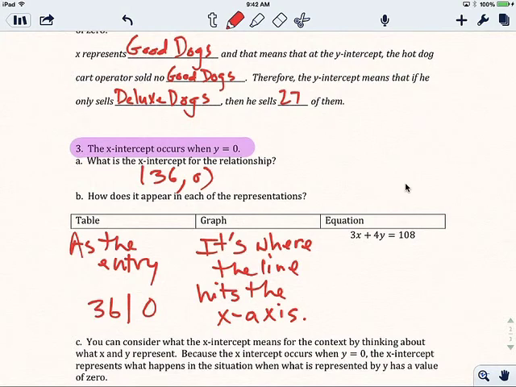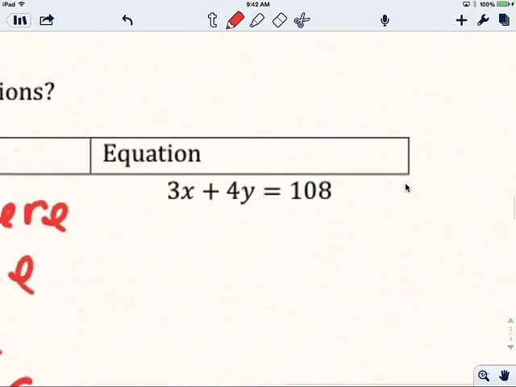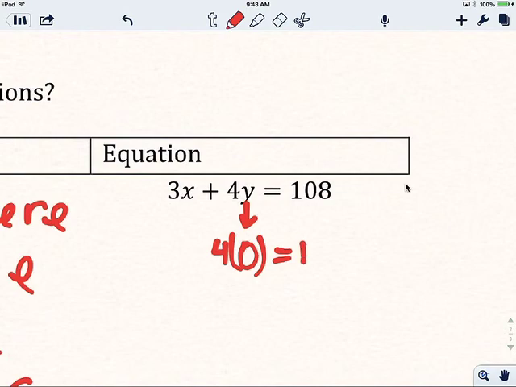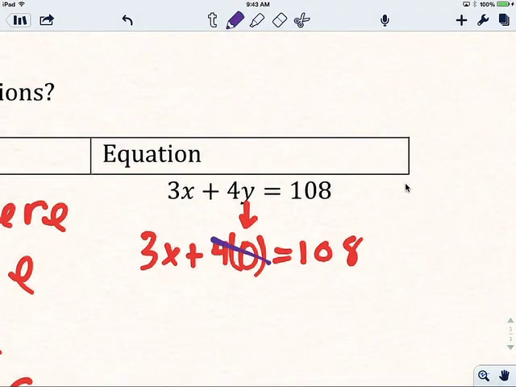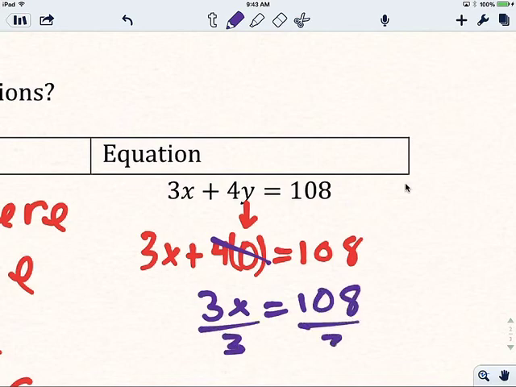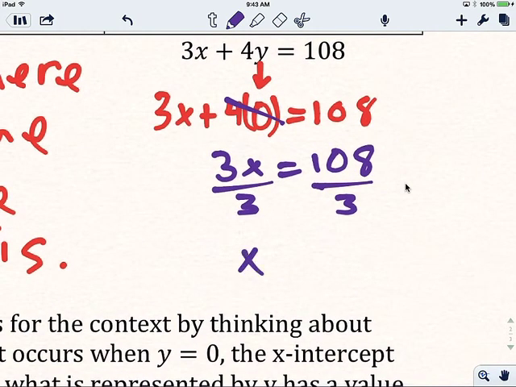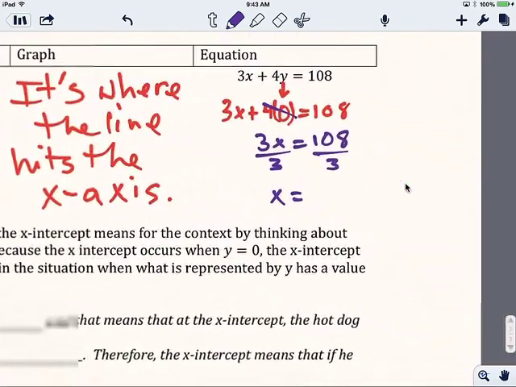And now we're going to do something similar for the equation. The x-intercept occurs when y equals 0, so I'm going to make y 0. So that's 4 times 0. I'll construct the rest of the equation around it. So all I did was, I know that the x-intercept happens when y is 0, so I'm going to change y to 0 and see what I get for x. Now I'm solving for x. So when I solve for x, I get 0 here, so I get 3x equals 108. I'm going to divide to solve it, and x equals 36.